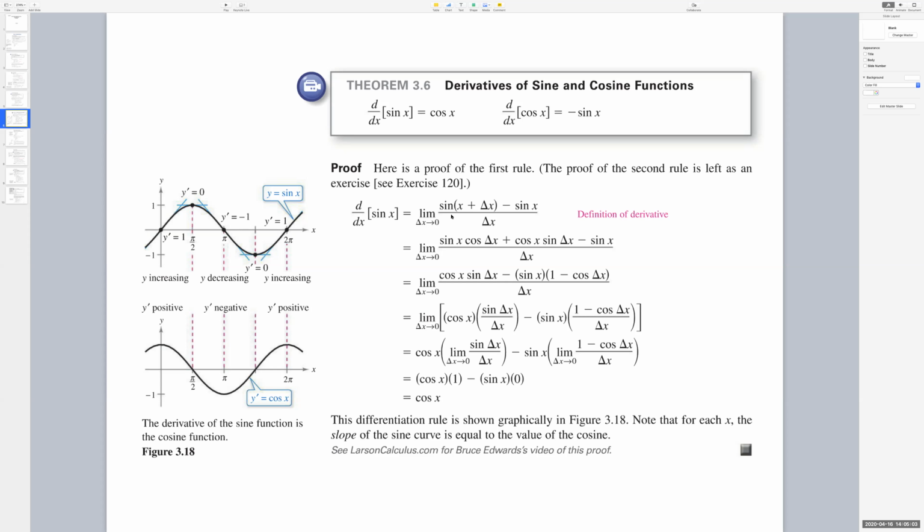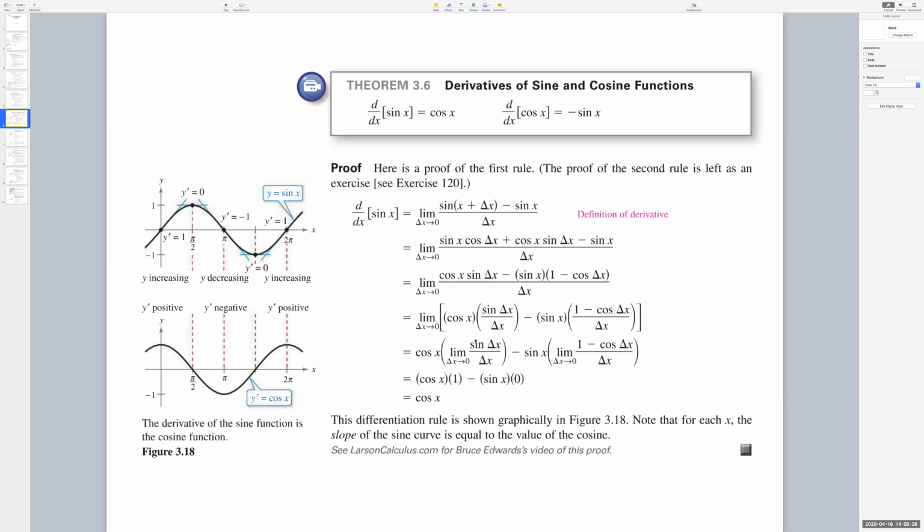So you just use the limit process again, right? Plug in sine of x plus delta x minus sine of x, over delta x, and take the limit of this as delta x goes to 0. Then you manipulate some of the trigonometry rules in order to split this whole thing into two different functions like this. And the answer is the limit as delta x goes to 0. For this part, it is cosine of x times 1.